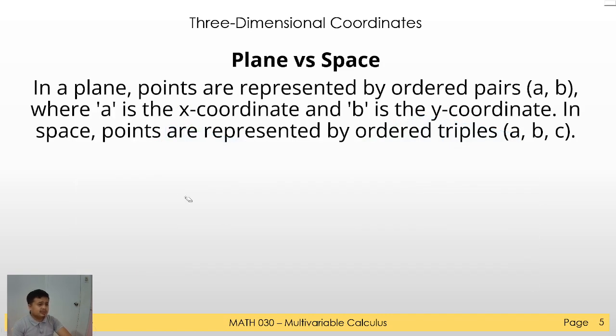Okay, so how do we transcend from the plane to the space? So in calculus and in linear algebra, we discuss planes and ordered pairs, and a lot of things. But we will now discuss about ordered triples. So instead of just x and y, we have another coordinate, which is z. So instead of x and y, a and b, we have a, b, and c to represent our point in the space, instead of the plane.